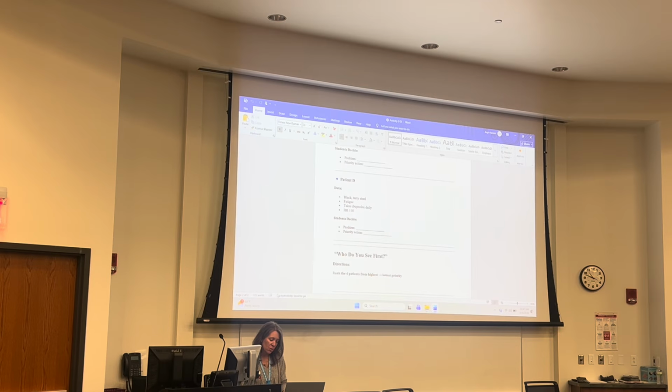Okay, all right, so what did you think? What order did you guys put them in? It's kind of tricky, but who do you see first, or what's the highest priority, most risk of complications here? What do you guys think?